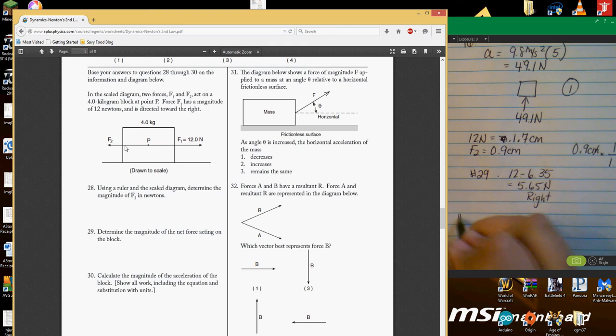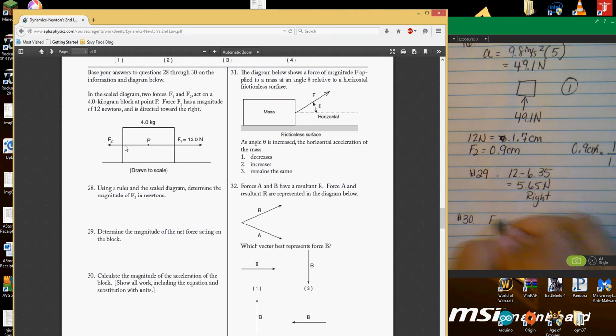Okay, and number 30. Calculate the magnitude of the acceleration of the block. So we're going to use F equals ma. The net force is 5.65 newtons, which equals my mass, which is 4, times my acceleration. So 5.65 divided by 4 gives me an acceleration of 1.41 meters per second squared.